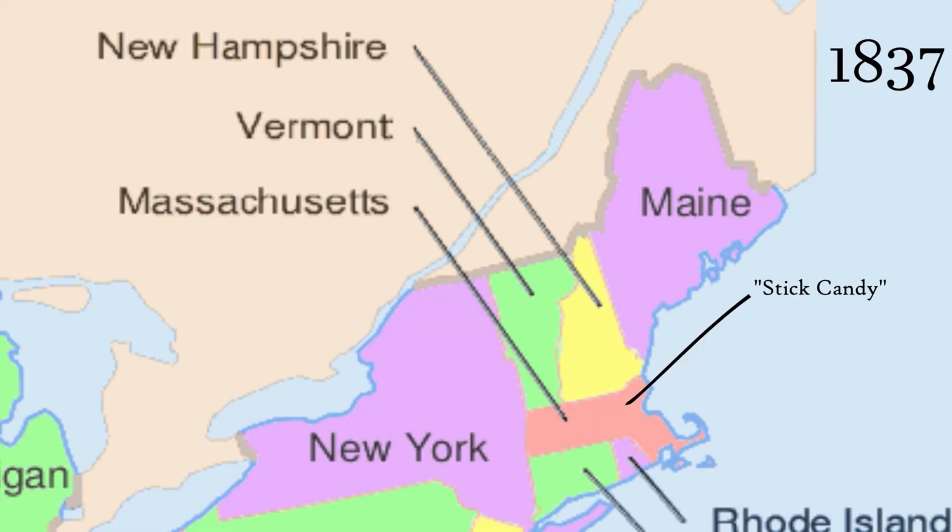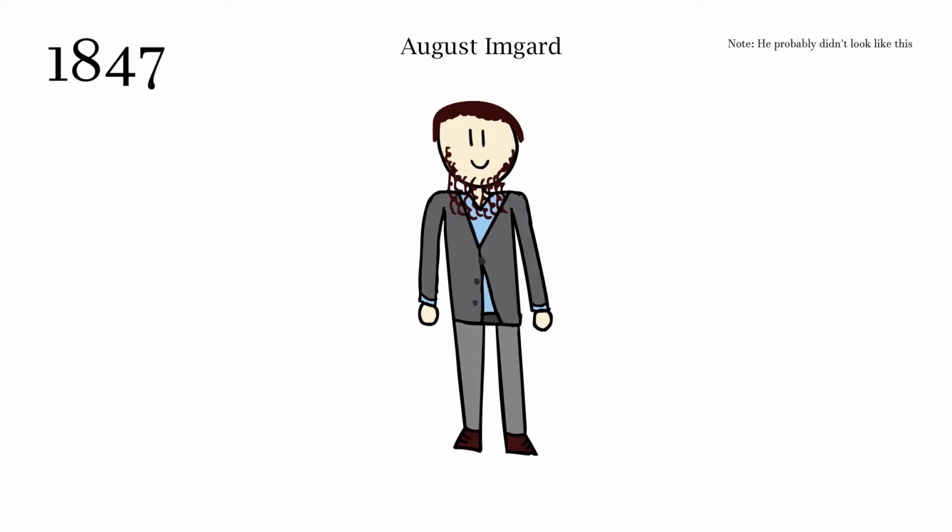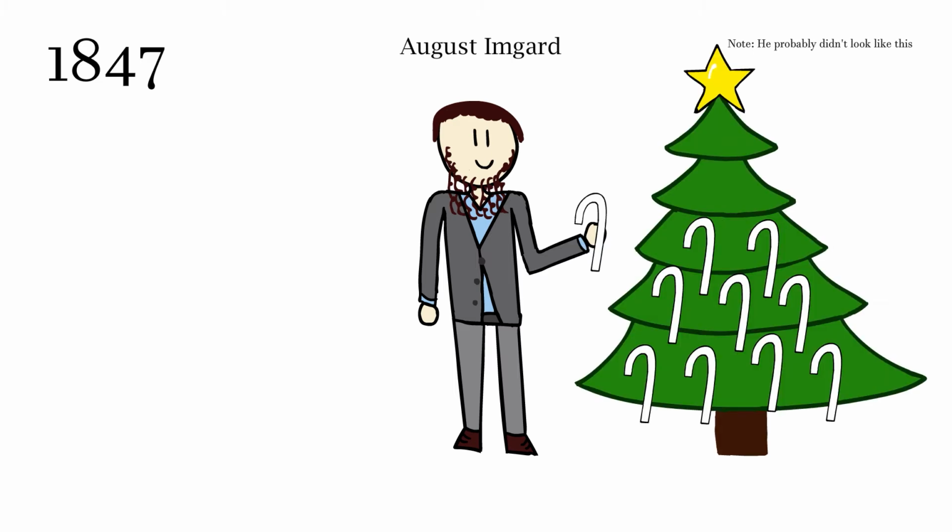Speaking about the US, in 1837 there were reports in Massachusetts of a stick candy, but the candy cane's first true documented appearance in America came 10 years later in 1847, when German-Swedish immigrant August Imgard decided to decorate his Christmas tree with candy canes. He and his family possibly did this before they came to the States. Where he got these candy canes though is unknown. And again, the candy canes were still white at this time, with no flavoring.